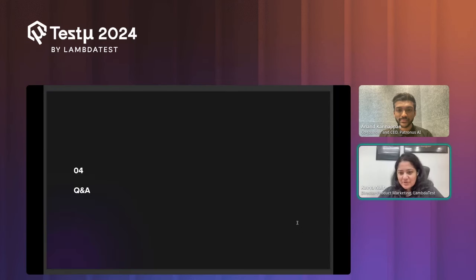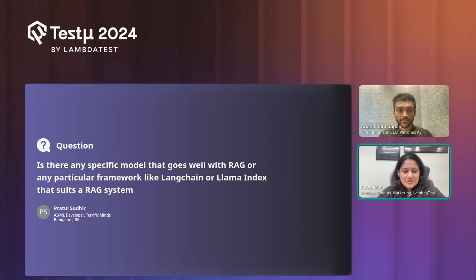Thanks, Anand. Picking up one more question, this is again from Pratul, who wants to know if there is any specific model that goes well with RAG or any particular frameworks like LangChain or LambdaTest that suits a RAG system.